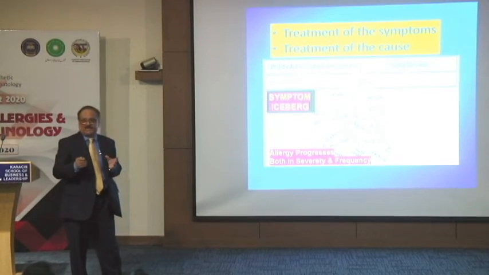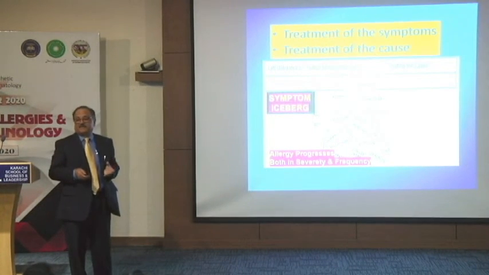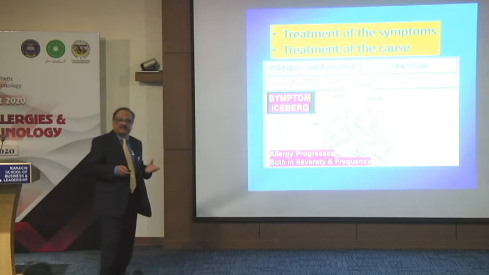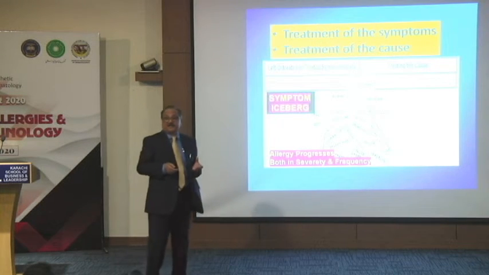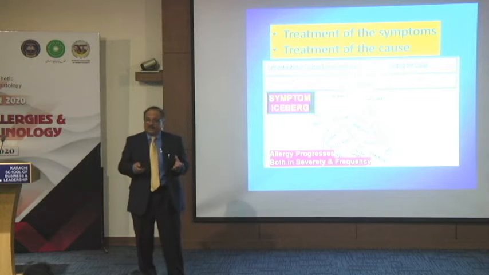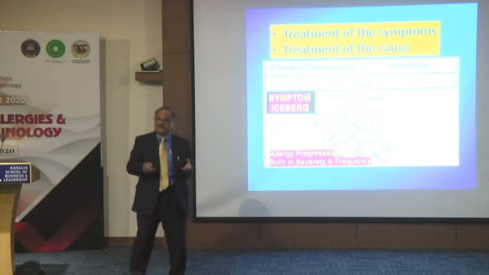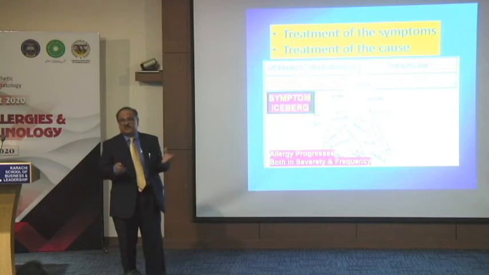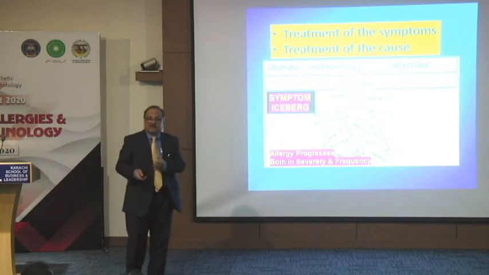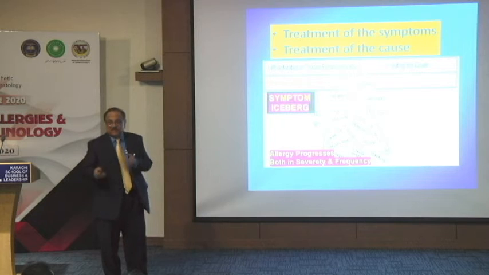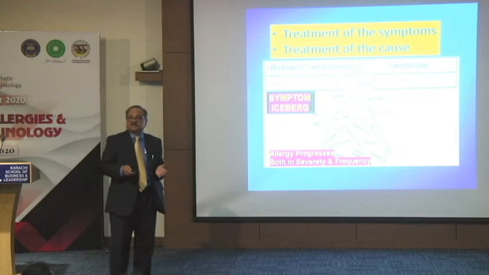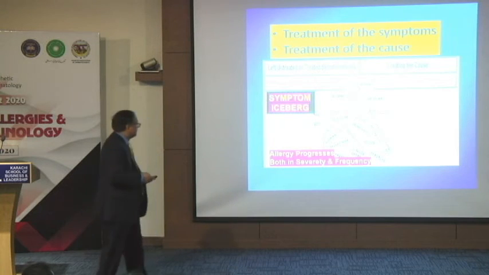It is going to progress because it is a genetically transmitted immune disease. It is not an infection where you give an antibiotic and it is cured. It is in the genes and it is an immune response, so it is going to progress. But if we find the cause and treat the cause immunologically, then the patient is going to improve.